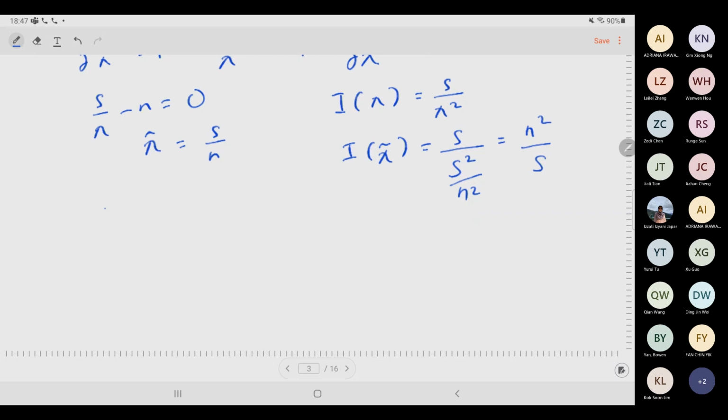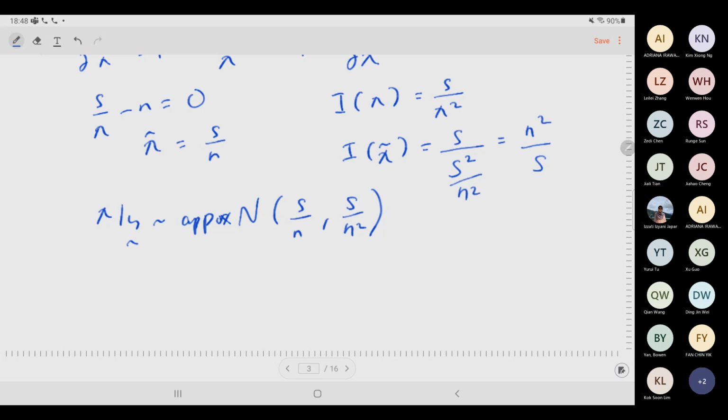So if I have a normal approximation, it should be approximately normal. Then we have the mean, which is our mode, S over n, and the variance is the inverse of your I, so it will be S over n squared. So I inverse is S over n squared.